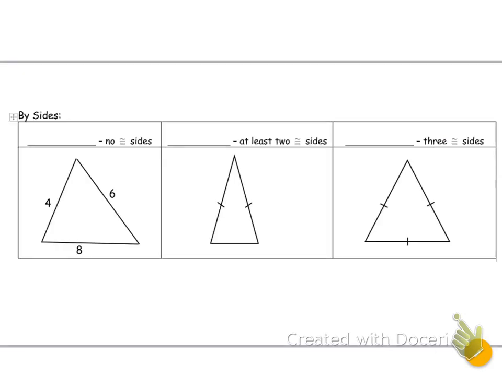So if we're doing it all by sides, no sides are congruent, that's going to be called scalene. So none of the side lengths in it are congruent. So we're talking about the outside lengths of the triangle, not the inside angles.